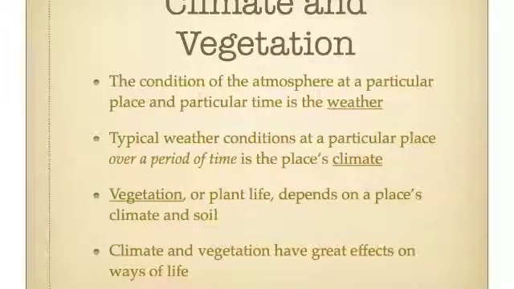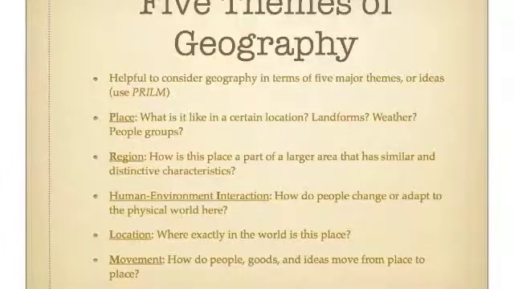Climate and vegetation. Whenever we talk about climate, we're specifically talking about weather patterns. Weather, you should know this, but let's review it again. Weather is a condition of the atmosphere at a particular place, and here's the kicker, at a particular time. So, climate is weather patterns in a particular place. Climate's obviously going to affect vegetation or plant life. And as you know, or as you should know, climate and vegetation will have great effects on a civilization's way of life.